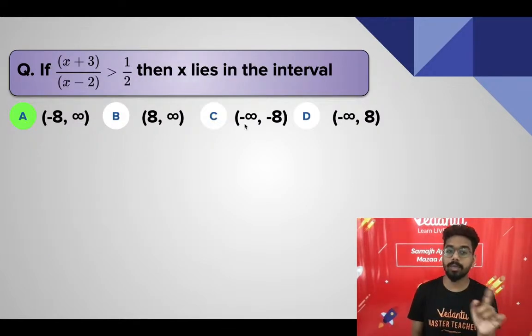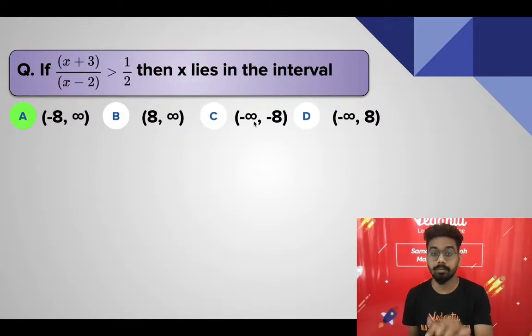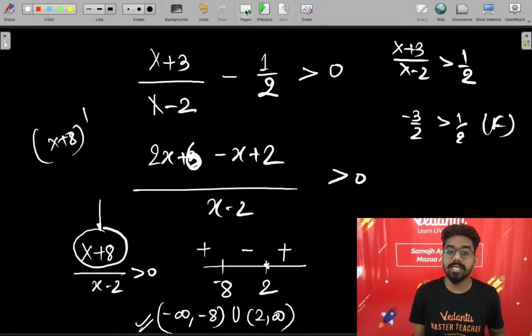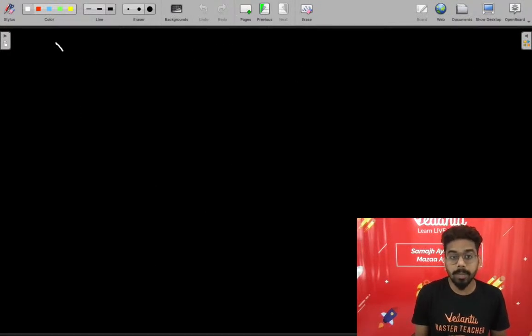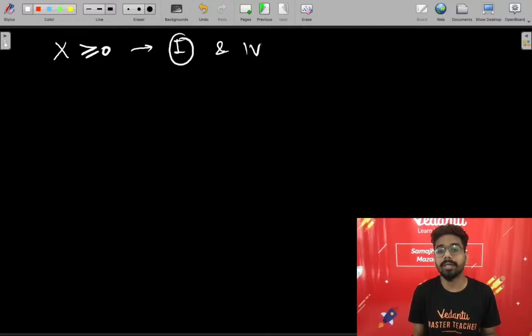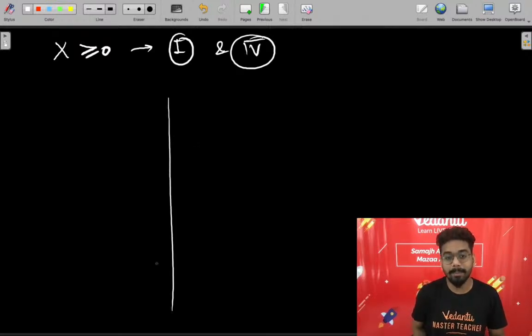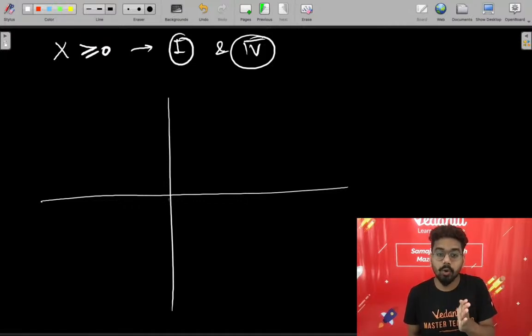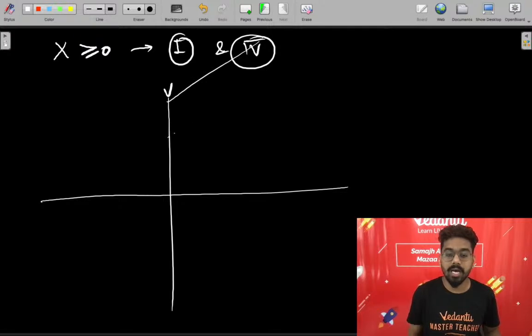Also, make a correction in the last question. The answer is option number C, the most correct answer. Now this is your second one. What exactly is given? Let's learn. The first statement is x greater than or equal to 0. What is the meaning of x greater than or equal to 0? That we are talking about the first and fourth quadrant. Let's see how to draw it. x greater than 0. x will be less than 0 on the left of the y-axis. So you will say this complete region.